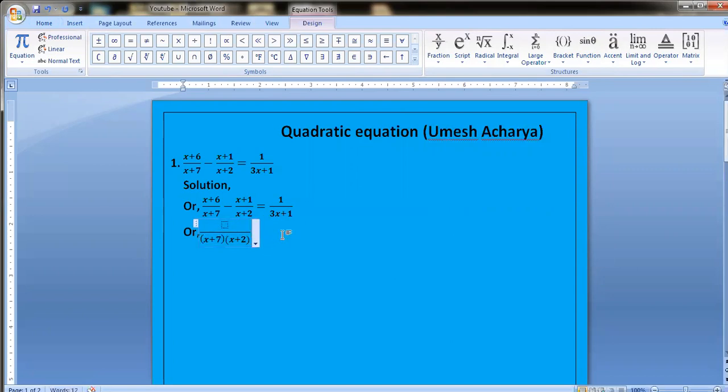Now after taking the LCM, what we have to do is divide this LCM by the denominator of the first expression. This x+7 and that x+7 will be crossed out, and the remaining, x+2, is the quotient, and we have to multiply the quotient with the numerator of the fraction. The numerator is x+6, so we have to multiply x+6 and x+2. So let us multiply x+6 and x+2 in the numerator.